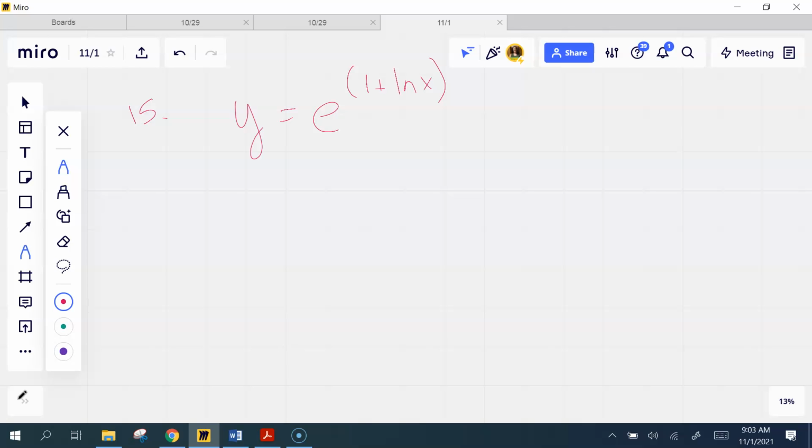All right. Find dy dx. So we do e to the, remember this is e to the blah. Now we've got to do the derivative of the blah. What is the derivative of 1 plus? The derivative of 1 is 0. That would still be on top, right?